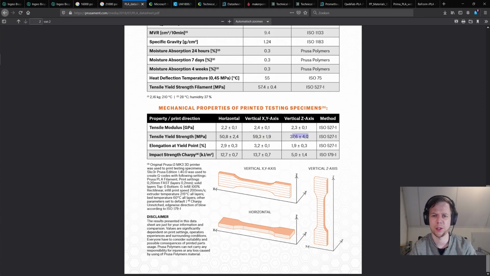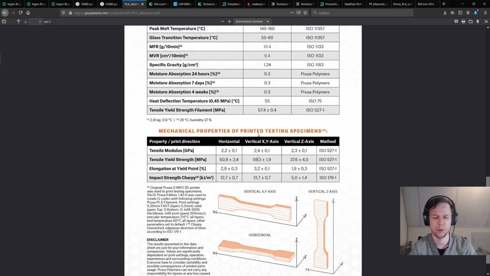And in the Z direction, we notice a much lower strength. This is a little diagram here of how they printed the samples, and these are the print settings and the machine that they used. And we also have some of these error values, so a measurement uncertainty in all these values. So that's all great. This is what I really like to see. We also have the testing method here, ISO 527-1.